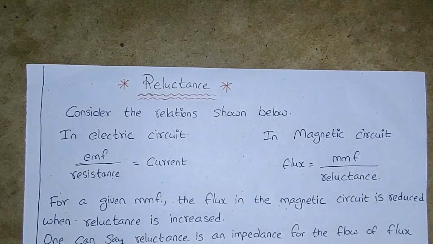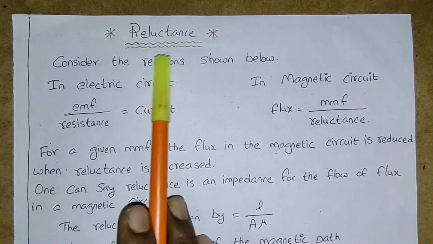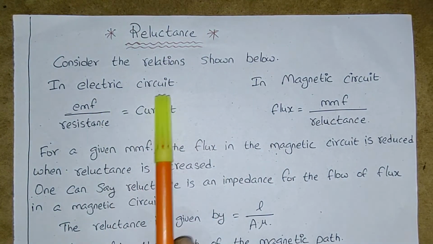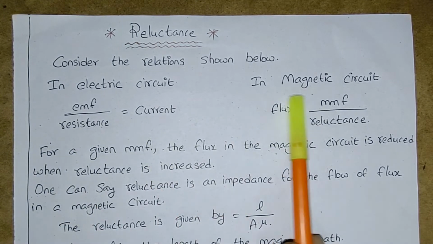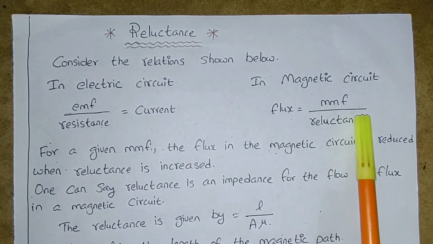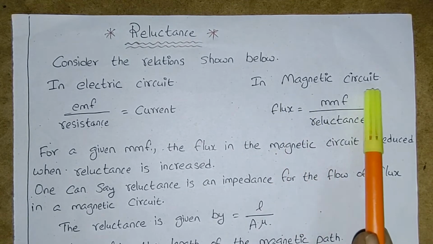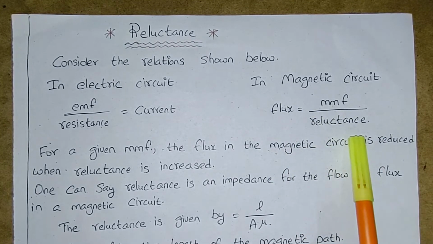Next we will see reluctance. Consider the relation shown below. In an electric circuit, electromotive force by resistance is current. In a magnetic circuit, flux is equal to mmf by reluctance.